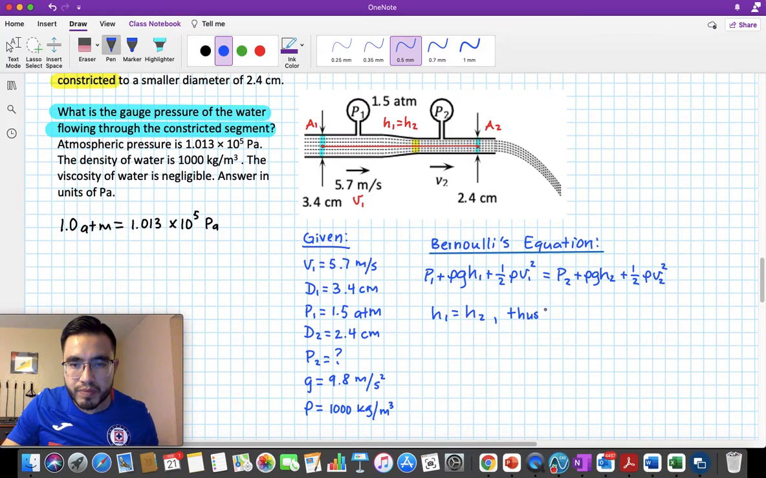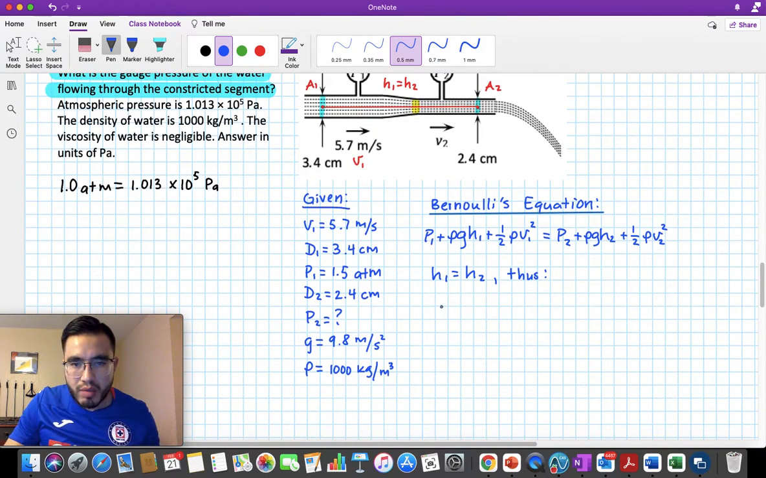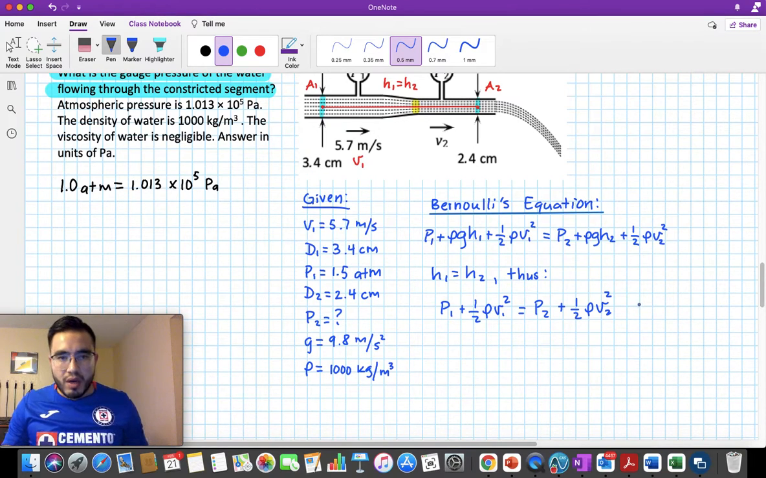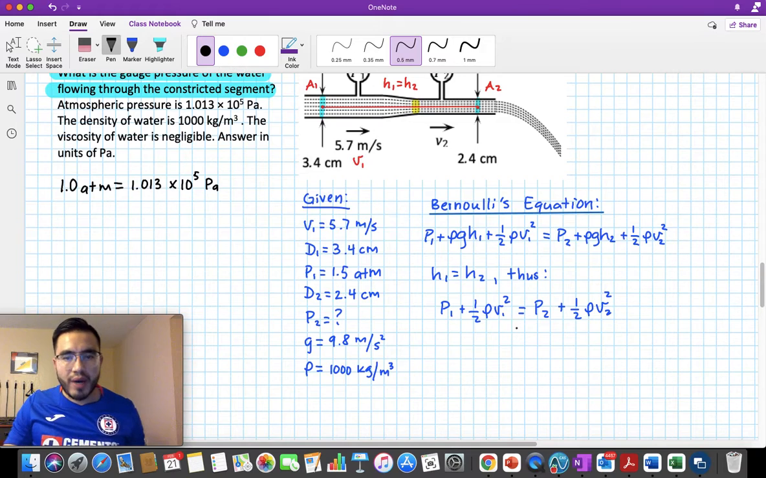Thus, pressure 1 plus rho g h, that one cancels, plus the kinetic energy of the fluid, 1/2 rho v1 squared, is equal to pressure 2 plus 1/2 rho v2 squared. Okay, here's the problem. We don't have velocity 2. So we need to find velocity 2. How can we find velocity 2?